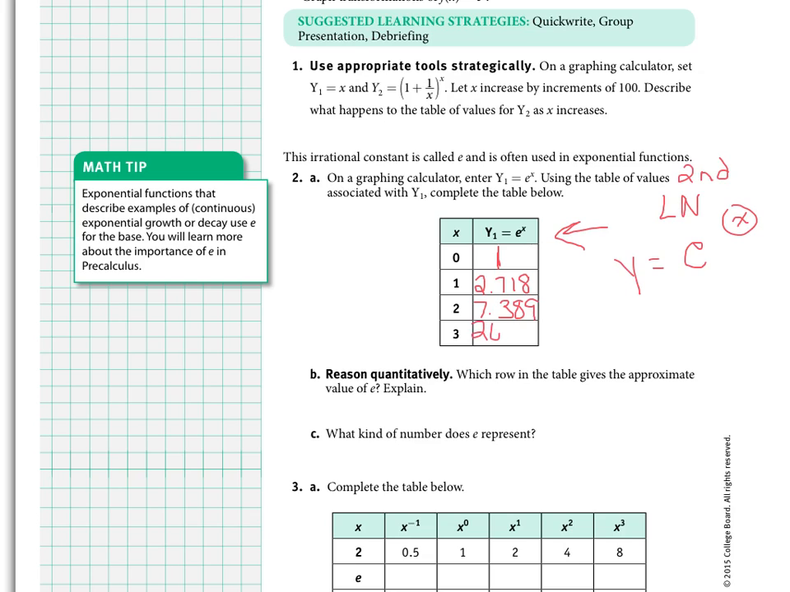Next one is 20.086. The main ones we're going to be looking at are these. Now, if you look at the graph in your calculator, you'll notice that it's an increasing graph with a horizontal asymptote at 0.